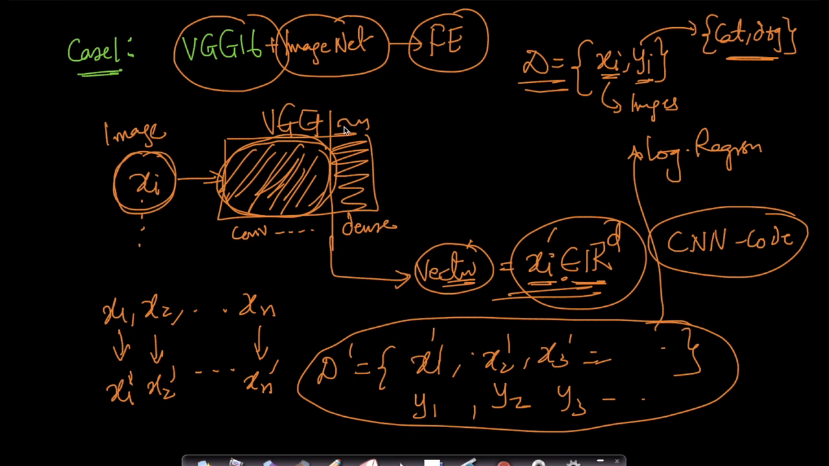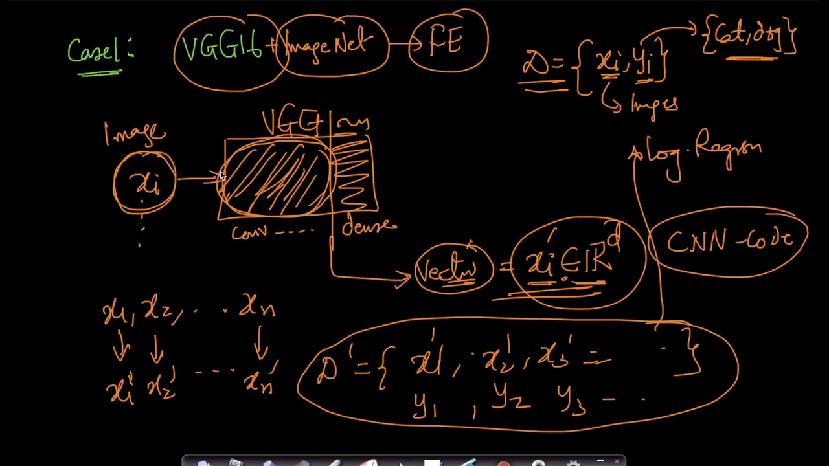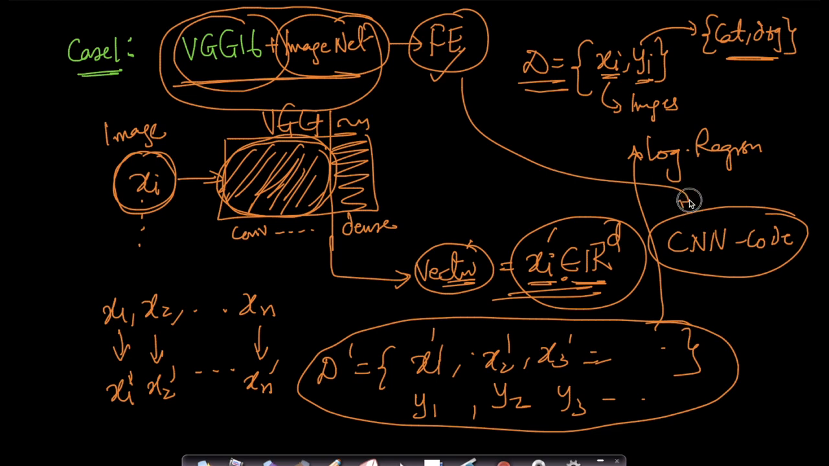Okay, so in case 1, what are we doing? We are using the bottleneck features just before the flatten layer or at the flatten layer. And we are using the pre-trained model of VGG16 plus ImageNet as a feature engineering tool to create CNN codes. So we are reusing the model that exists, and this model has been trained on ImageNet, but we are reusing it as a feature engineering tool. Okay, that is case 1.